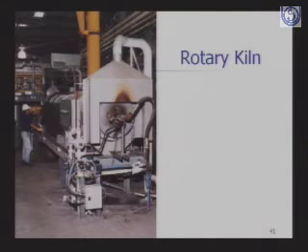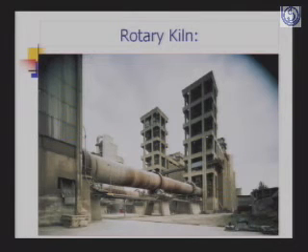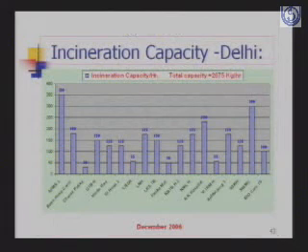For heavy chemicals and cytotoxic drugs, they are using a rotary kiln. Another type of rotary kiln you can see at a larger scale. If I talk of Delhi, what is the incineration capacity in Delhi? You can see around 2675 kg of incineration capacity is available per hour.